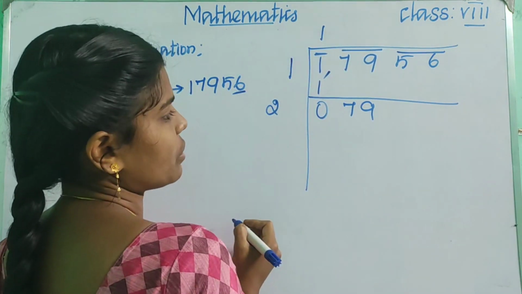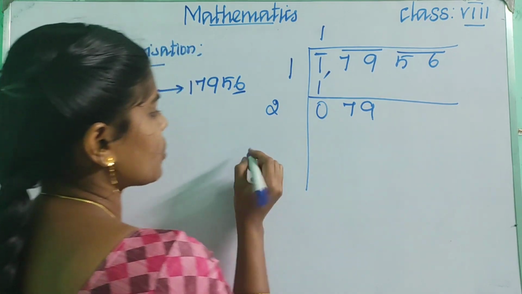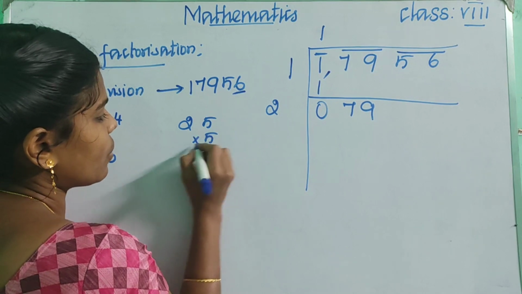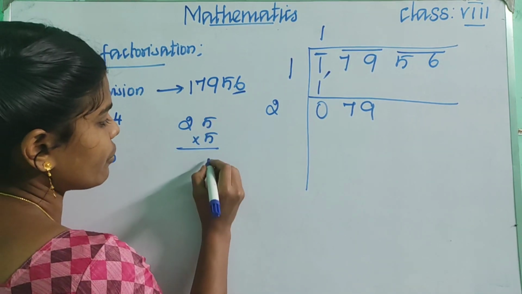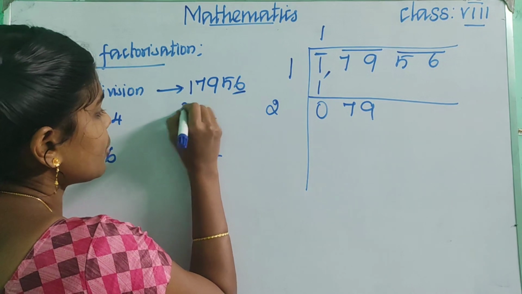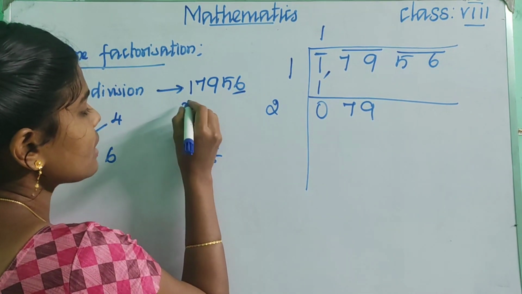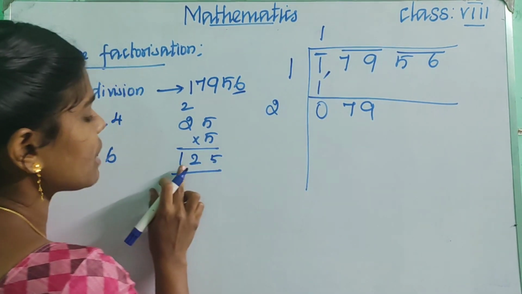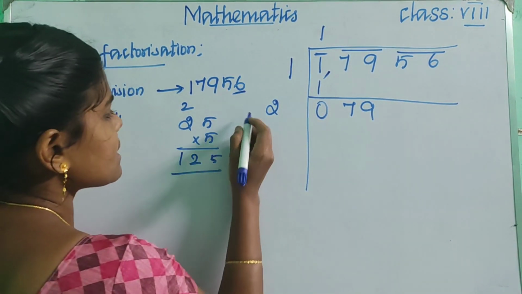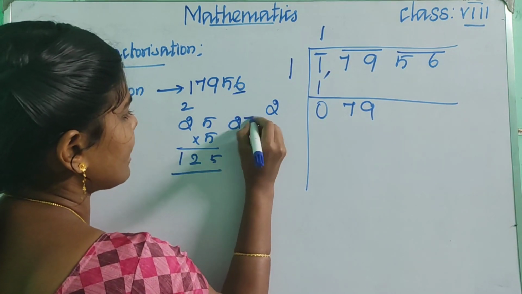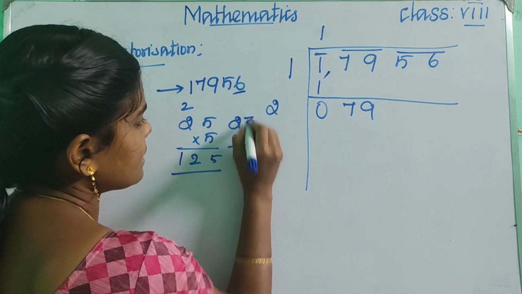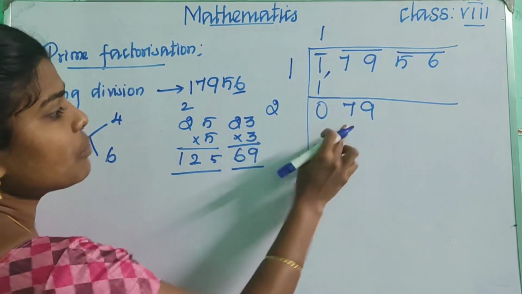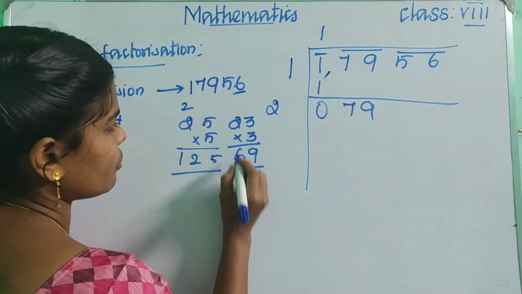Just put 2 here. So we need to check. 2 into 5 and 5: 5 5s are 25, and 2 5s are 10, 10 plus 2 is 12. So here we have 79, but we got 125. So just reduce. Let us check for 23. 23 into 3: 3 3s are 9, 2 3s are 6. So we got 69, but we have 79. Let us check for 24.